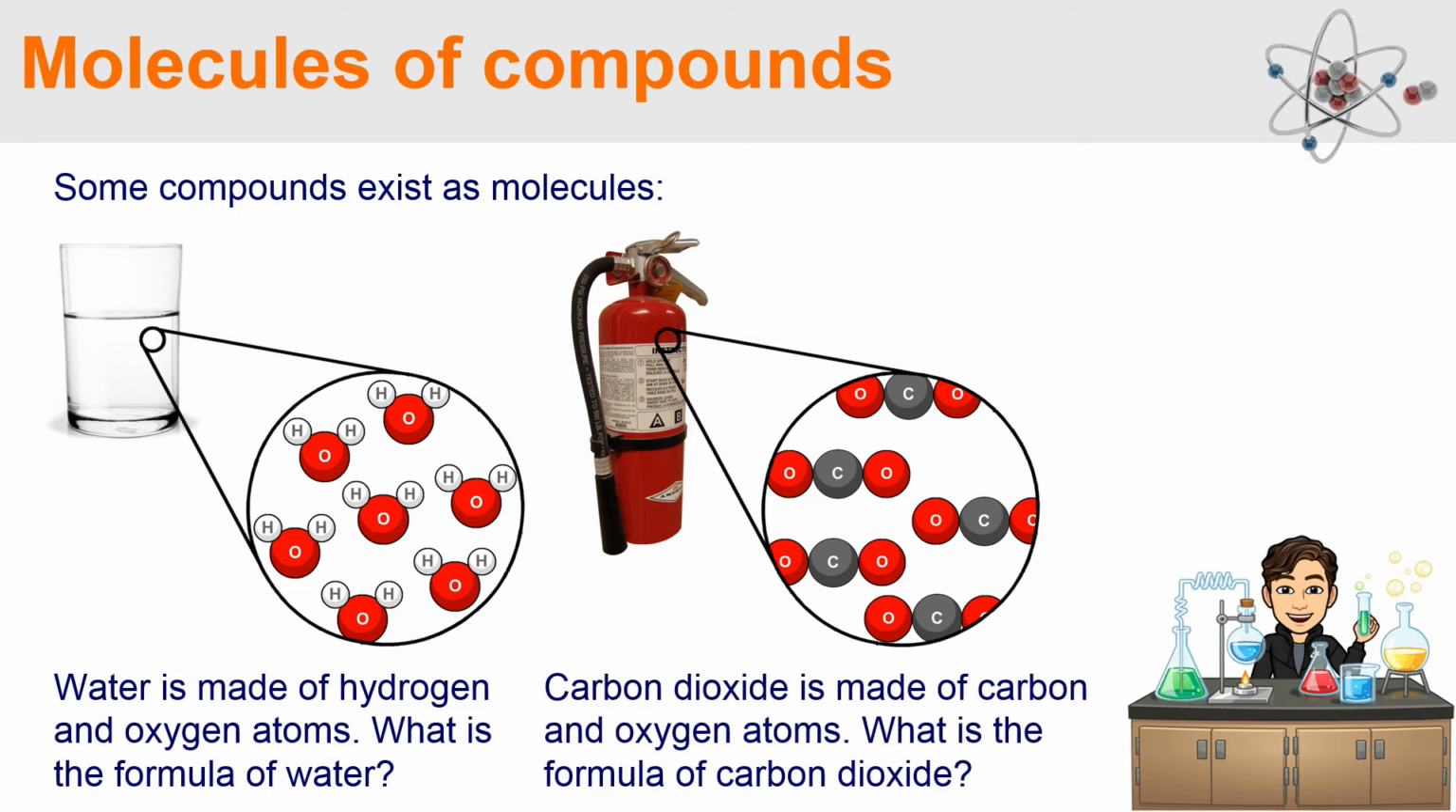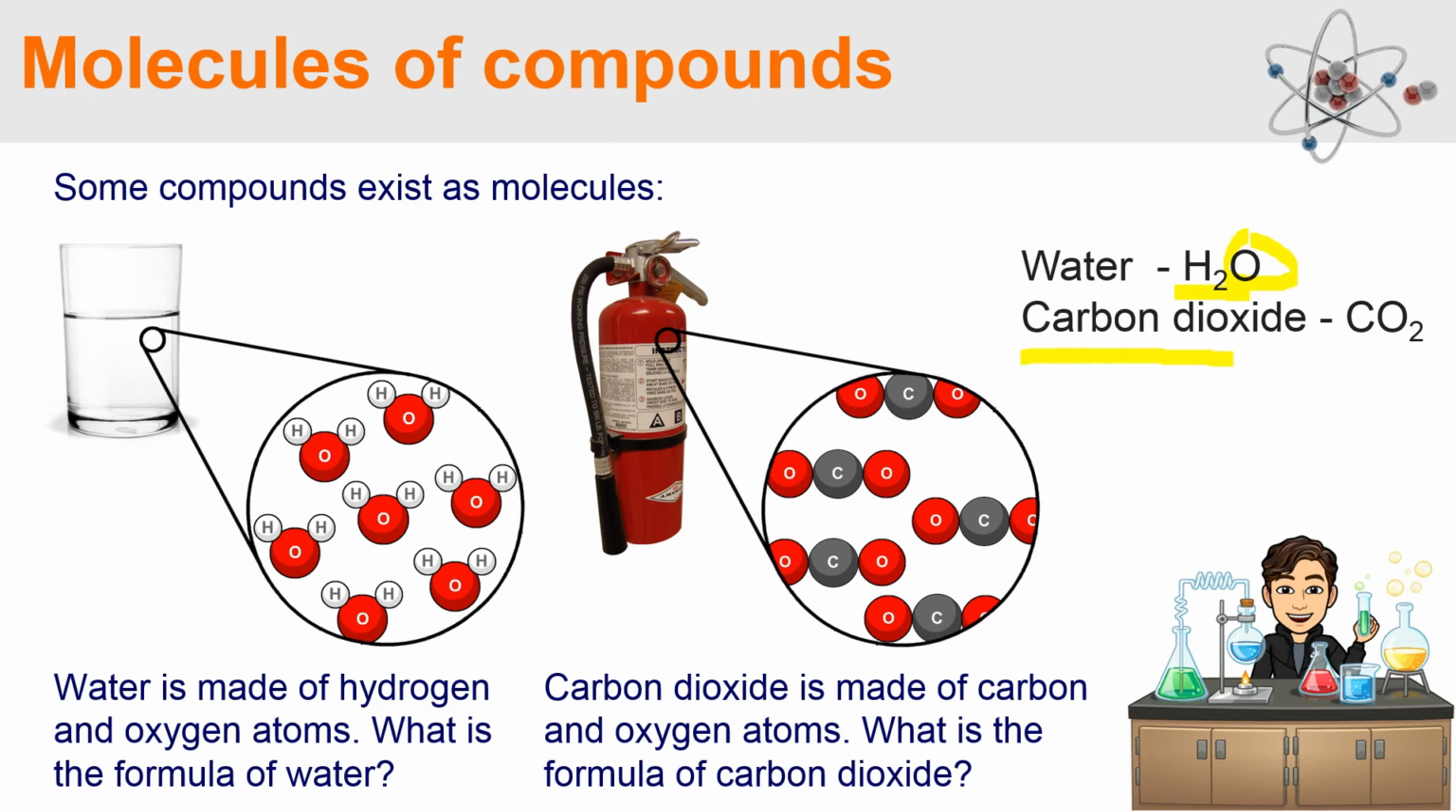On the other hand, carbon dioxide is made up of carbon and oxygen atoms. What do you think is its formula? Any guess? Okay, so water has the formula H2O, wherein it shows that it is made up of two hydrogen atoms and one atom of oxygen. On the other hand, carbon dioxide consists of one atom of carbon and two atoms of oxygen. Hence the term carbon dioxide, which means two atoms of oxygen.